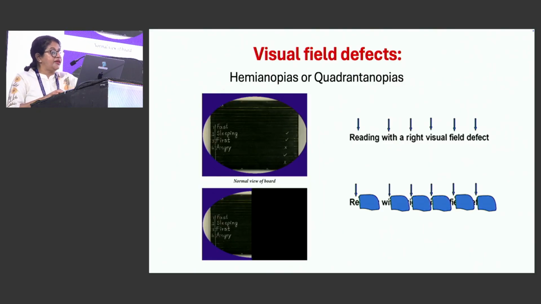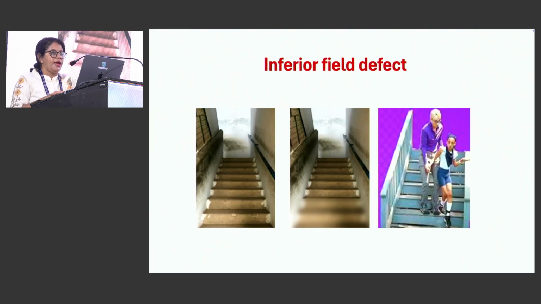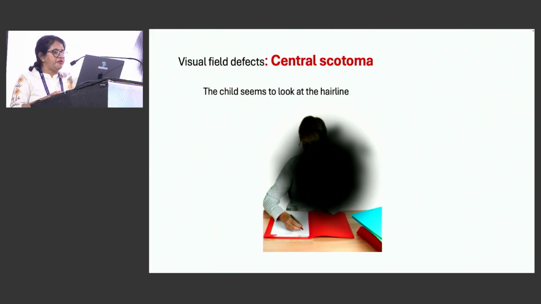So there can be visual field defects, hemianopias or quadrantanopias. Here you can see a child with right hemianopia. The child is not able to see the right side of the board. And also the child will be having the vision like this if there is right homonymous hemianopia while reading. And if there is inferior field defect, the child may not be able to climb down the stairs. And in central scotoma, the child may seem to look at the hairline rather than the face itself.